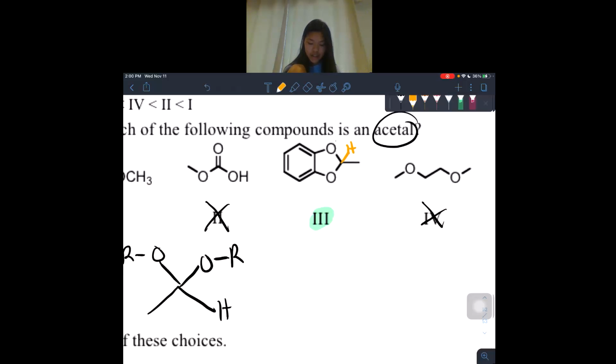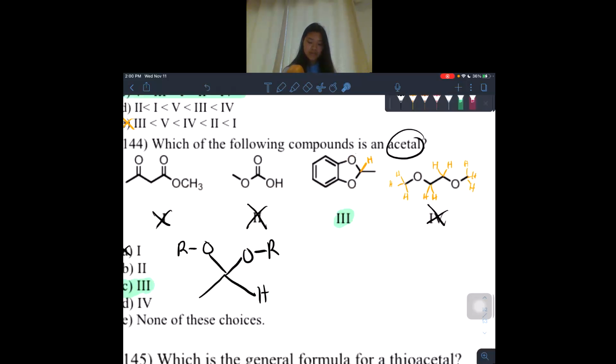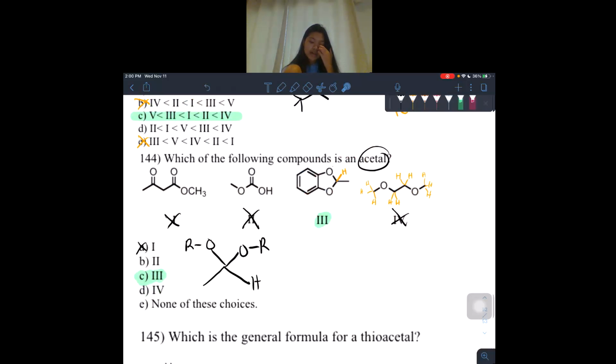This one has a hydrogen right here. Remember, it's only one hydrogen. We don't want 2 hydrogens. This guy would have 2 hydrogens, and this guy would have 2 hydrogens, and the ends would have 3. This guy only has 1, so that is where the H is hiding from our aldehyde. So oxygen, oxygen, carbon, hydrogen from that carbon, and then a CH3. So that is going to be our acetal.